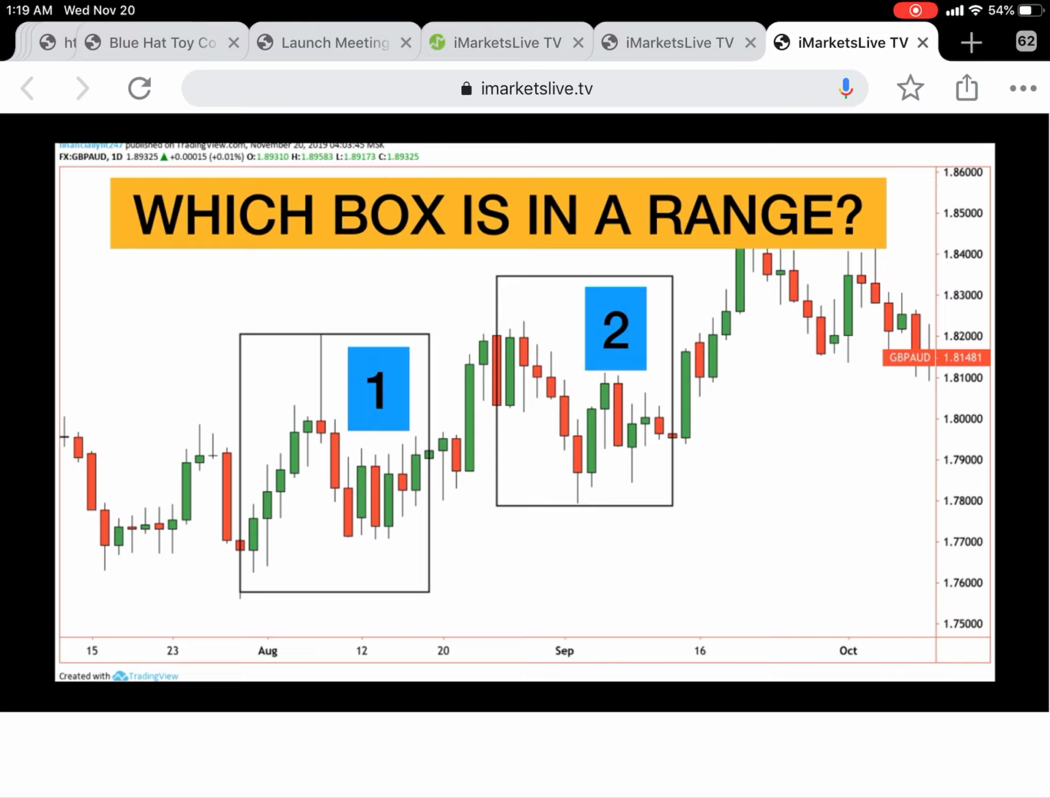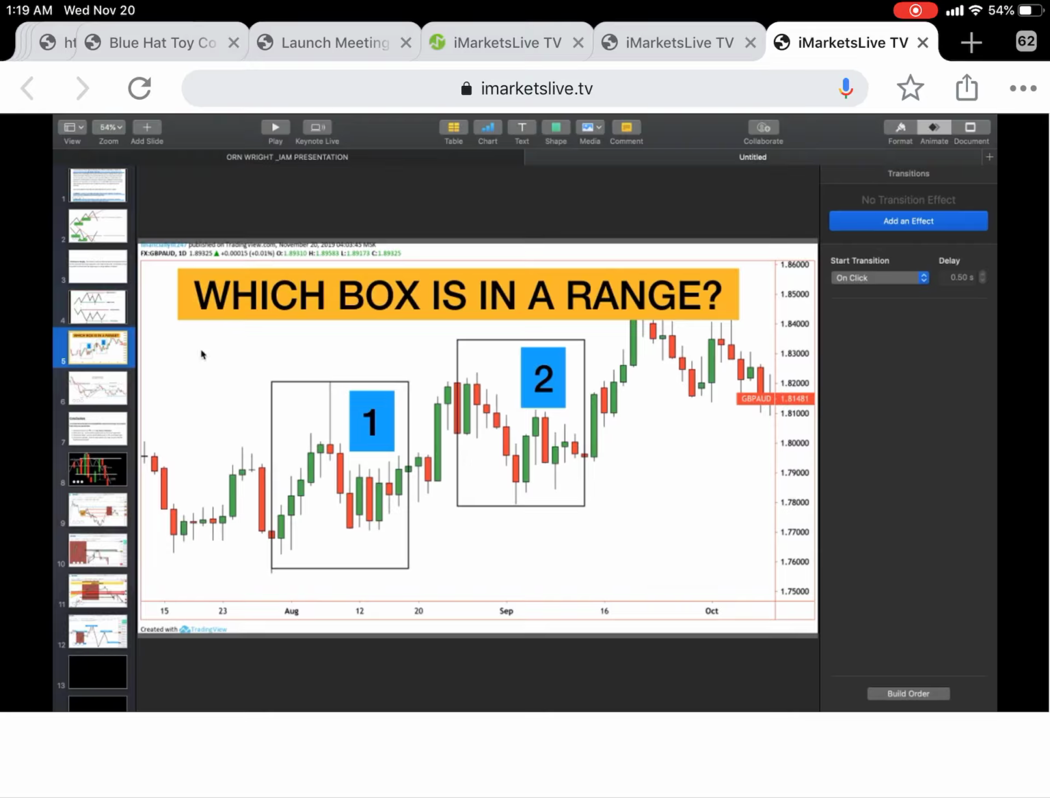Well, the answer is number 2. Number 2 is stuck in the range, and I'm going to show you why. Remember your starting point, right? Market goes up. Here's your A, B. The market comes down. You see right here? This market goes from this part and breaks the previous range. It breaks out.